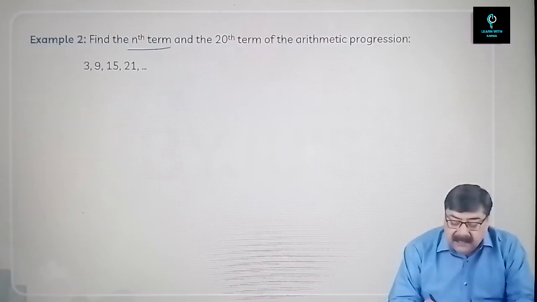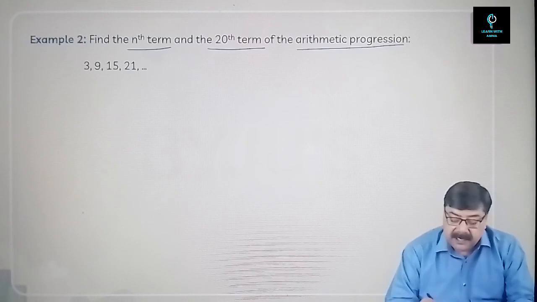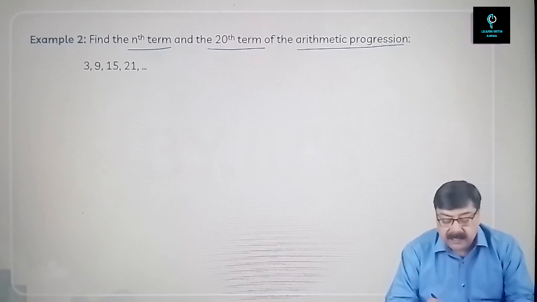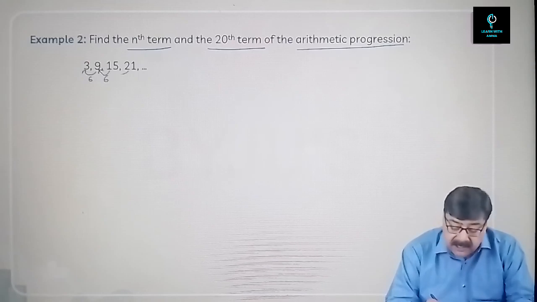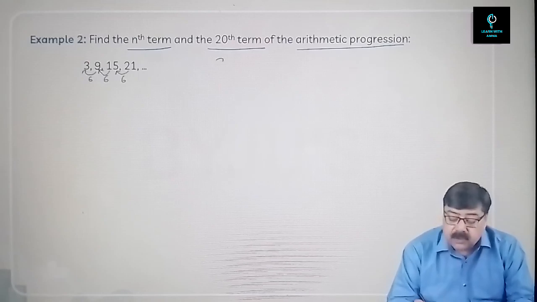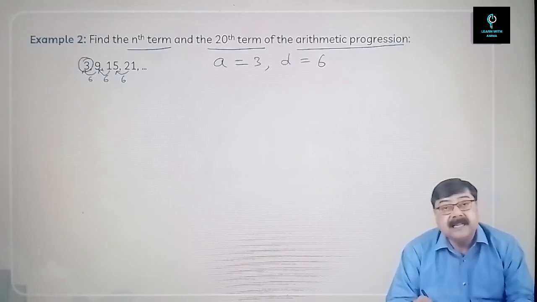Now find the nth term and the 20th term of the arithmetic progression 3, 9, 15, 21. Now 9 minus 3 is 6. 15 minus 9 is again 6. 21 minus 15 is again 6. So A here is 3 and D here is 6.